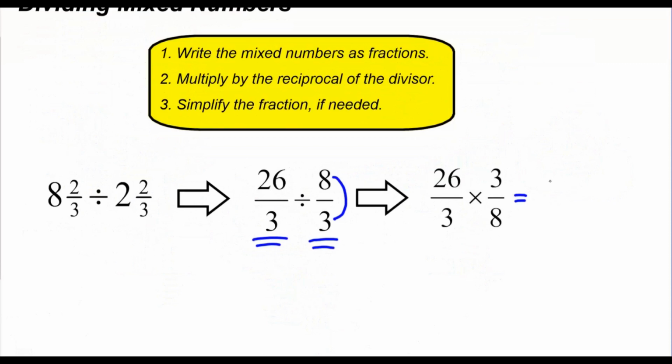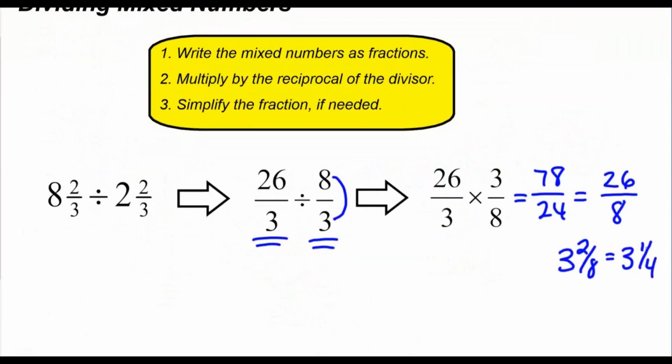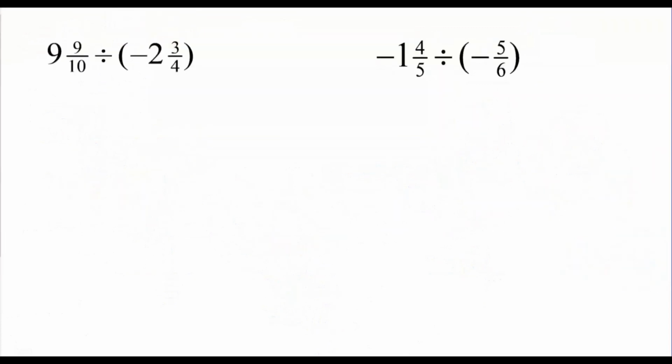And when you do that, you get 78/24, which simplifies to 26/8, which is 3 2/8, which is 3 1/4. There is our answer. So mixed numbers, yes, they take a few more steps to do, but it's going to avoid some major errors if we don't change them to improper fractions.